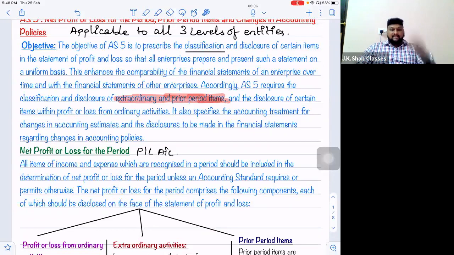So I will divide this topic now into 5 major areas. First is net profit or loss from the ordinary items. Second, extraordinary items. Third, prior period items. Fourth, accounting estimates. And fifth, changes in accounting policies. So these are the 5 areas in which we will now be discussing the accounting standard. Right? So any person having any query with respect to the objective part or whatever I talked about till here, you can use the raise hand option and ask your queries accordingly.